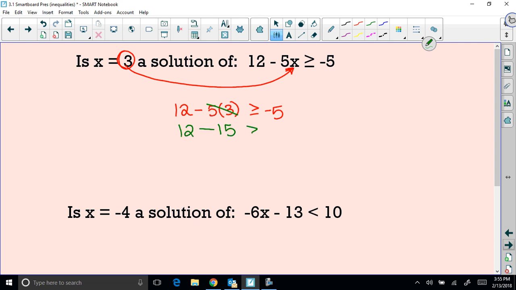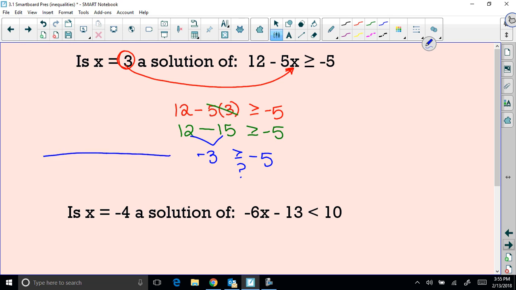And I'm just going to keep going here. I'm just simplifying. I'm not moving things left and right. This is not solving. This is simply simplifying. 12 minus 15 is -3. So that's what we're trying to decide. Does that work? Is -3 greater than or equal to -5?